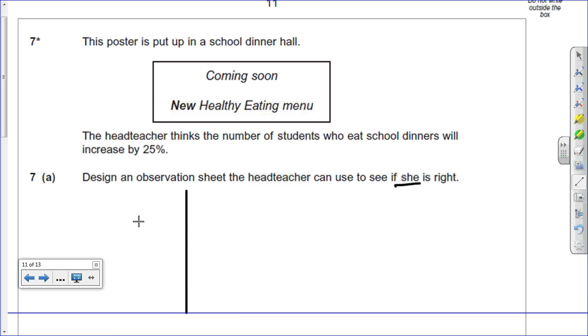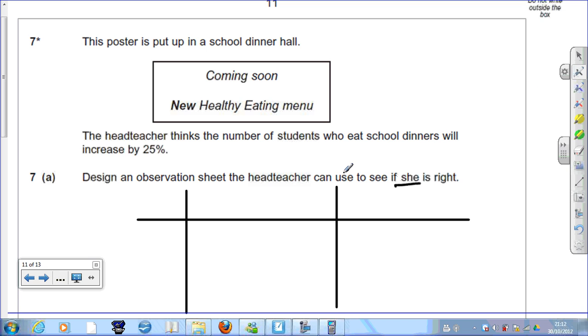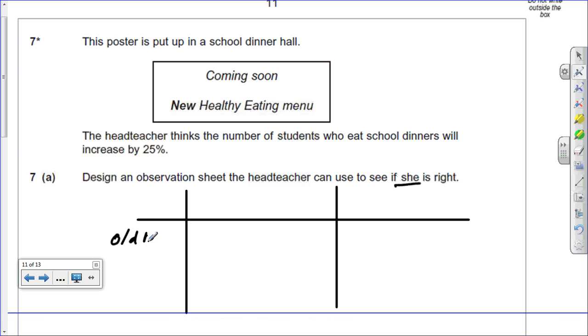You might want to improve it in reality by picking a particular time. But for the purposes of this exam, I think that's all they needed for 2 marks. The number of students who eat school dinners increases from 78 to 91. Is the head teacher correct? Show clearly how you decide. Well, let's have a look.